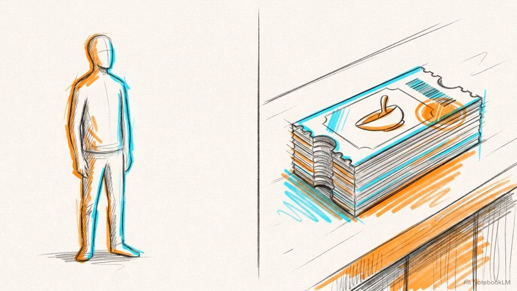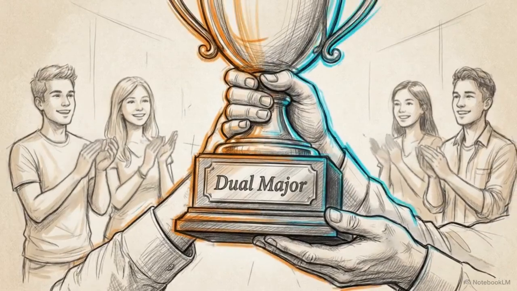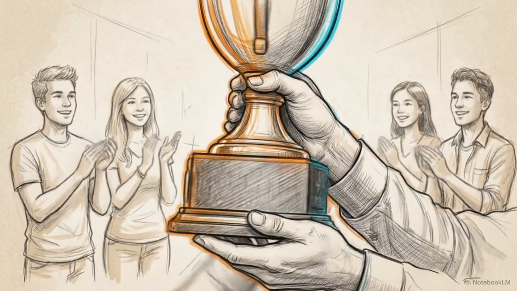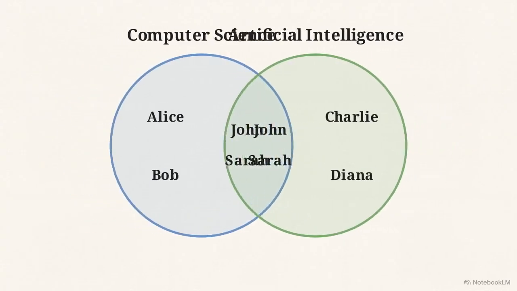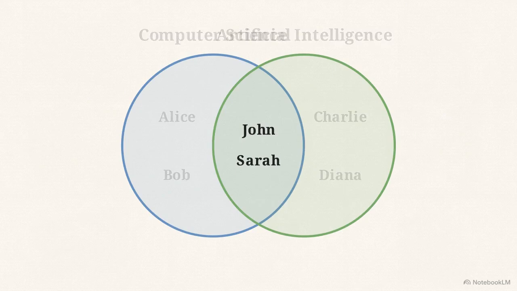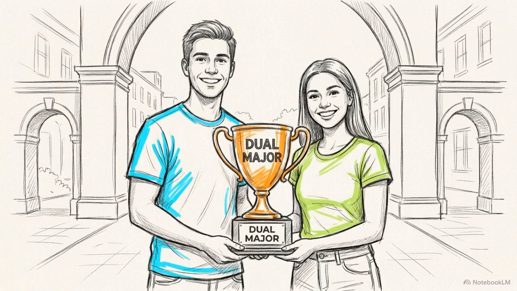Sometimes you don't want a combined list at all. Maybe you want to find students who are eligible for a dual major prize. For this, we use Intersect. Instead of merging the lists, this tool looks at both and keeps only the names that appear in both places. It's an instant way to see exactly who the two groups have in common.